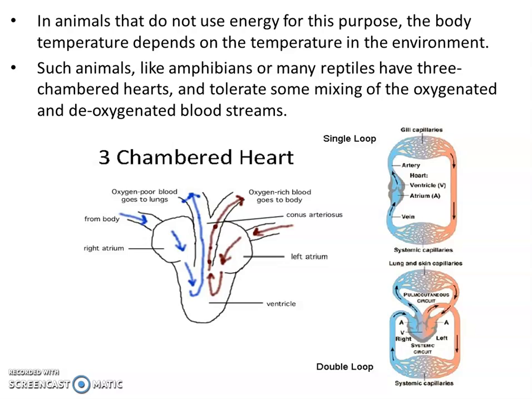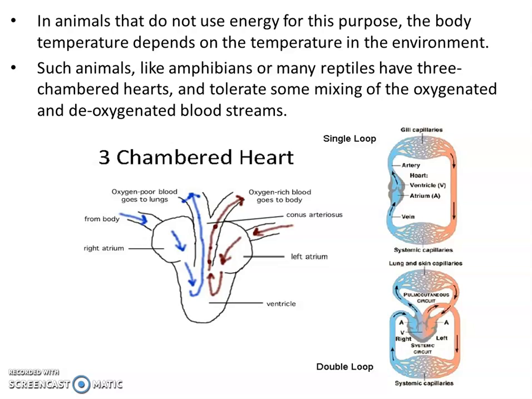Okay, so we know that only when there is a 4-chambered heart can we completely avoid mixing. And when animals like these amphibians and reptiles have a 3-chambered heart, they have to tolerate some mixing of this oxygenated and deoxygenated blood streams. Right? In a small way, oxygenated blood and deoxygenated blood will mix there.